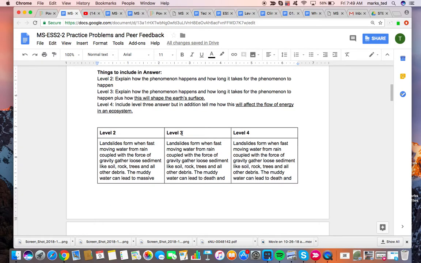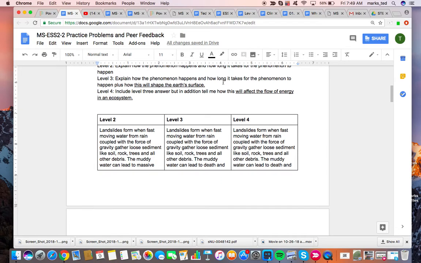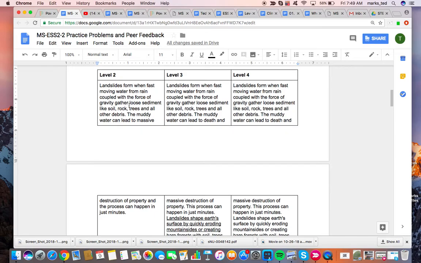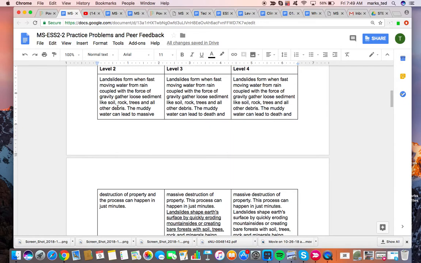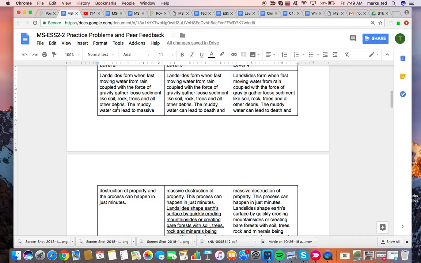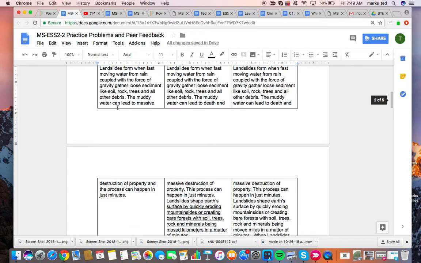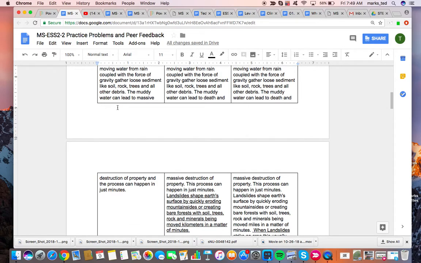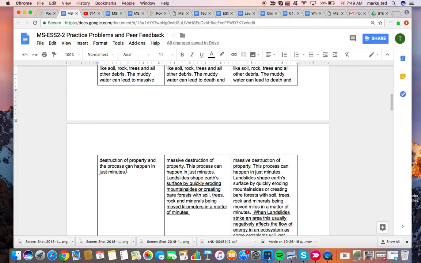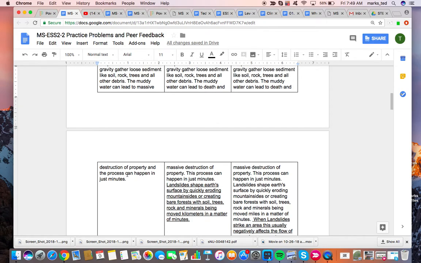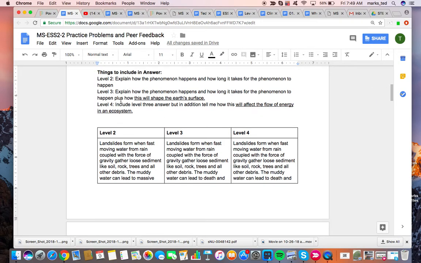So in a level 2 answer, you're only mentioning how the phenomenon happens and how long it takes to happen. So let's read. Landslides form when fast-moving water from rain, coupled with the force of gravity, gathers loose sediments like rock, soil, trees, and all other debris. The muddy waters can lead to massive destruction of property, and the process can happen in just minutes. So that would be an example of a level 2 answer.